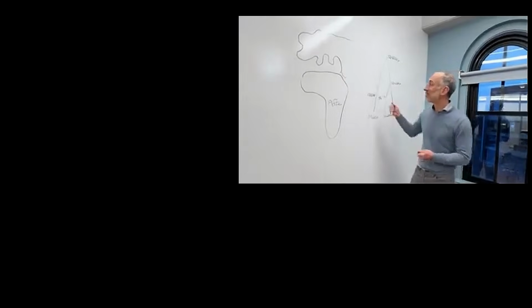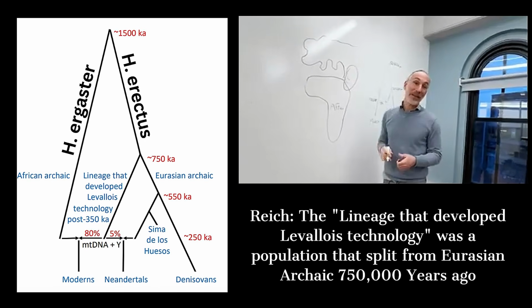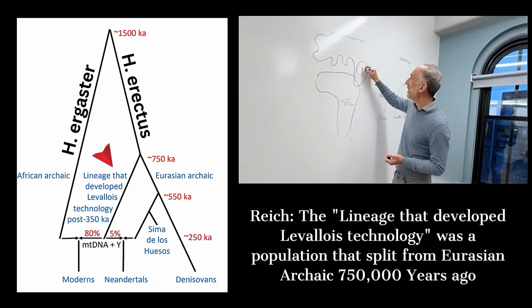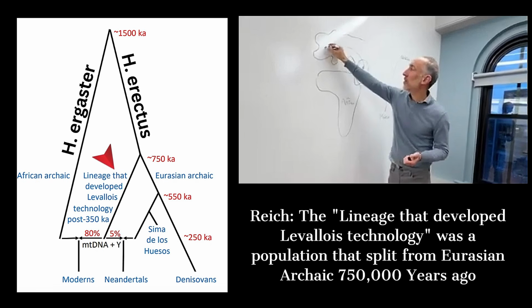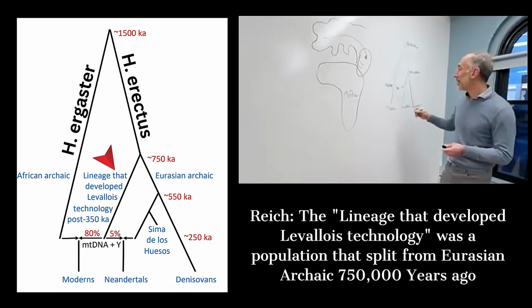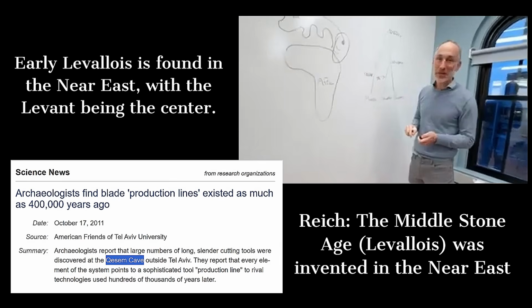So the idea I'm interested in is the possibility that there is a population here that invents the Middle Stone Age, the Middle Paleolithic, sometimes called Levallois technology, and that people from this population expand into Europe, and they mix with the local archaic humans who are there. And that is what this 5% interbreeding event is. It happens 200,000 to 300,000 years ago.